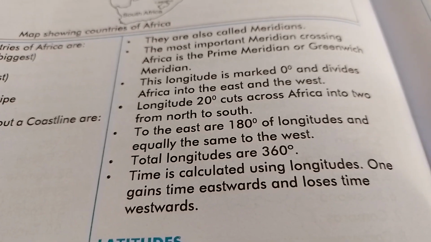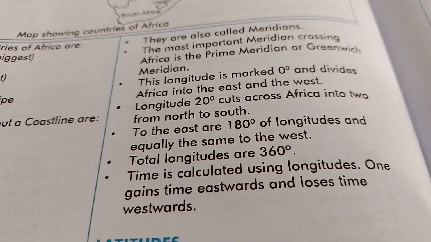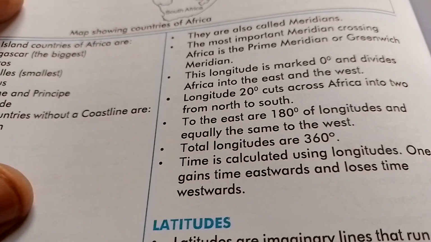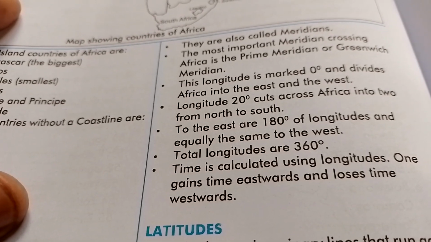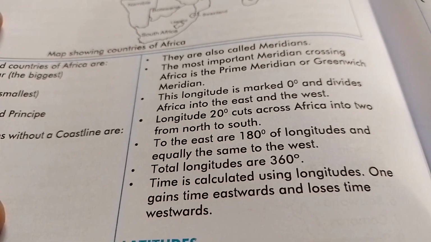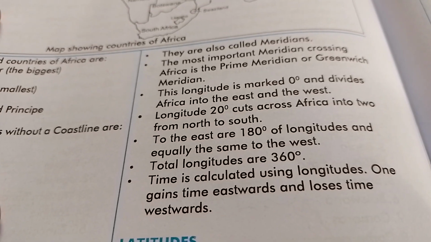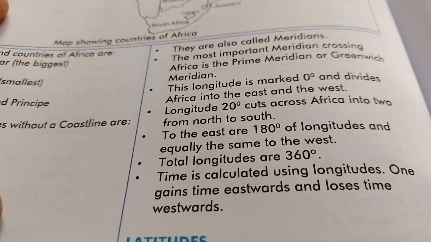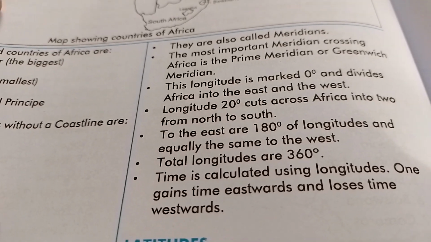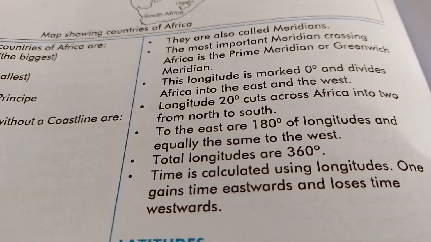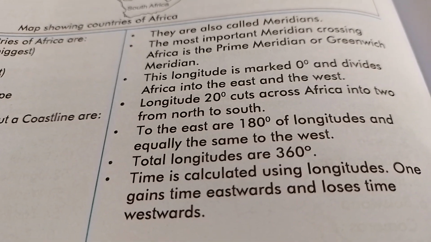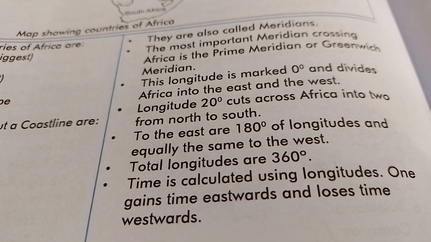So in total, in the universe, the total longitudes are 360. We have said 180 towards the eastern side of the prime meridian, and another 180 towards the western side. So in total we have 360 longitudes. The longitudes influence what we call time over place.